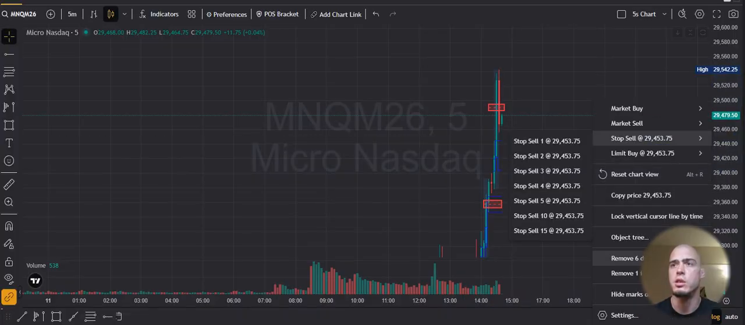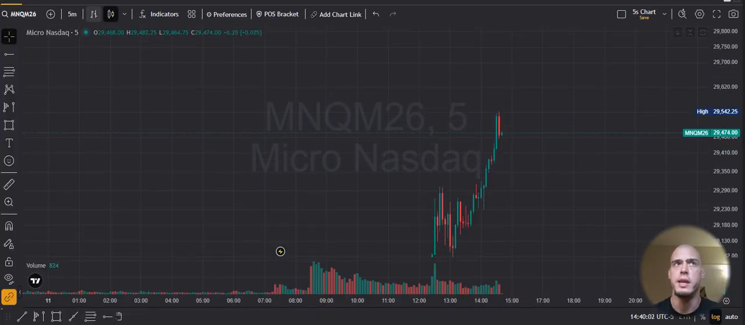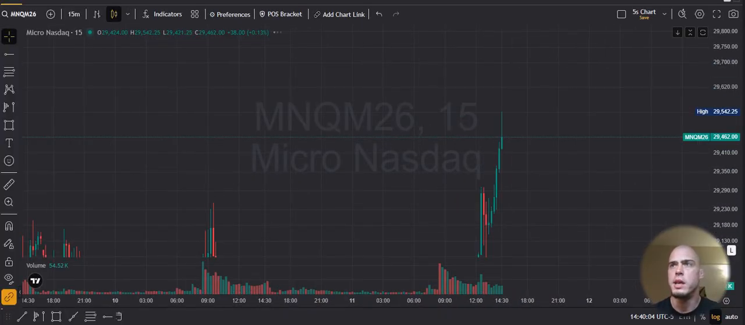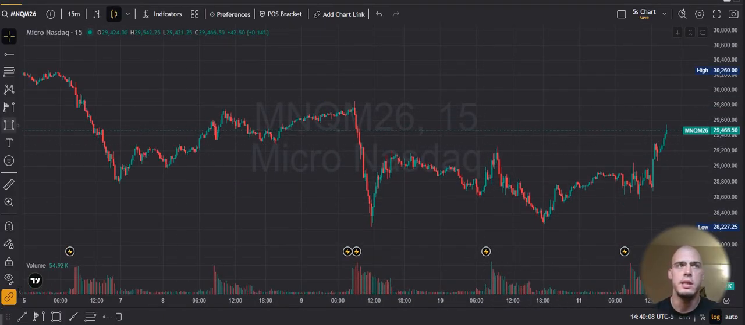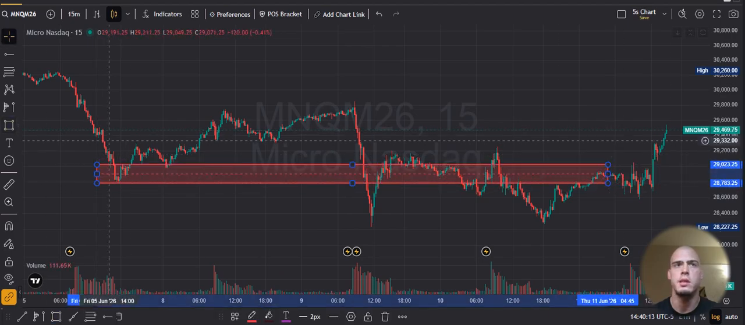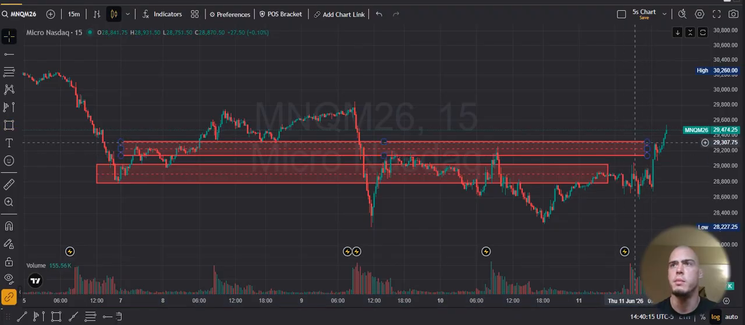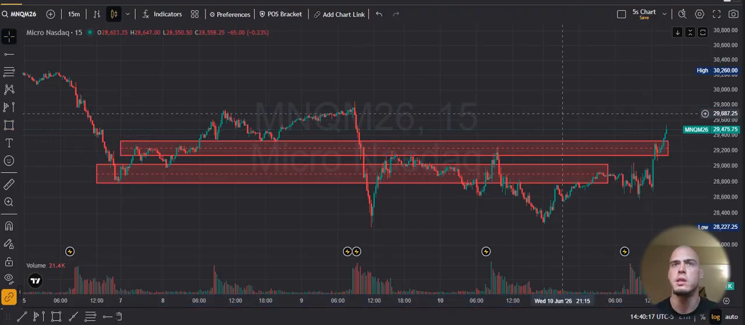In these markets that are just going in one direction, whether they're going up or down, we'll go to a longer term time frame. Everything over here is a reason to sell this market. This is a reason to sell. This is a reason to sell. This is a 15-minute chart. There's so many reasons to sell this.